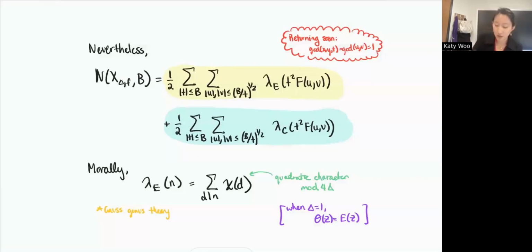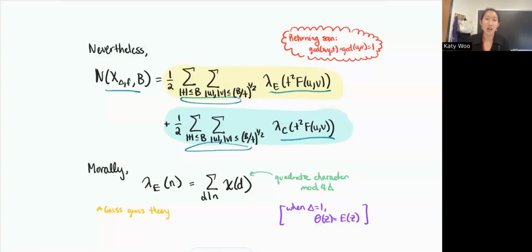We're going to decompose our count of points of height at most b into the Eisenstein and cuspidal parts. Again, I've left out the GCD conditions, but they are returning quite soon. And why is this good for us? Well, the Eisenstein part will actually be a very recognizable thing. It'll still have this Dirichlet convolution structure. So morally, at least, the Eisenstein coefficients will look like the sum over d dividing n of chi of d, where chi is the quadratic character mod 4 delta.